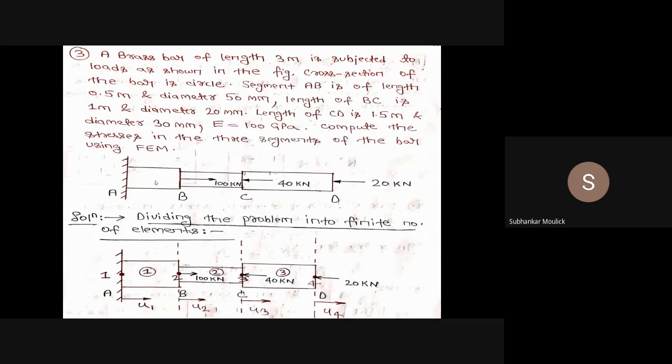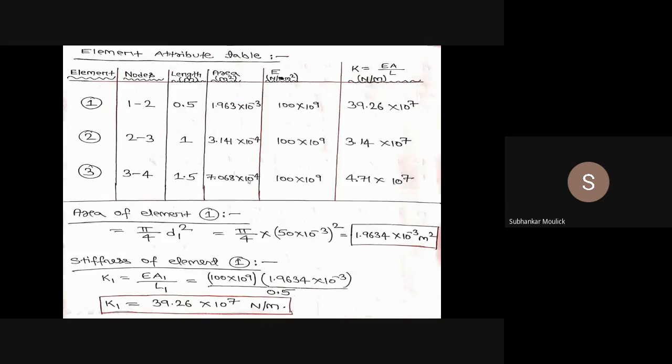In the problem, the diameter for element 1 is given. You can check that segment AB is of length 0.5 meter and diameter 50 mm. So D1 is 50 mm. So pi by 4 into, converting it into meter, 50 into 10 to the power minus 3, whole square. If you solve this expression, you will get the area of the element to be 1.9634 into 10 to the power minus 3 meter square. In a similar fashion, you have to calculate the area of element 2 and element 3.